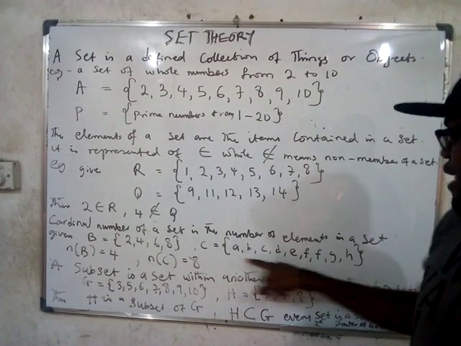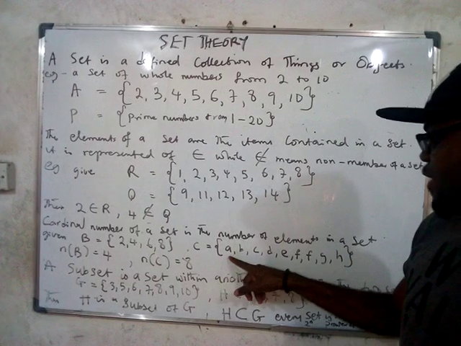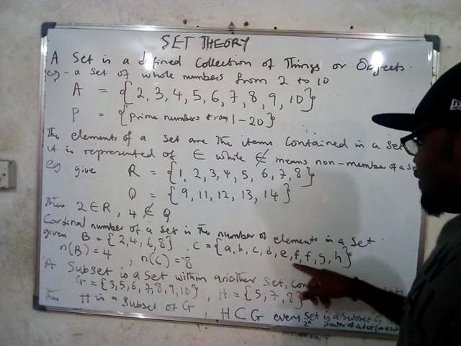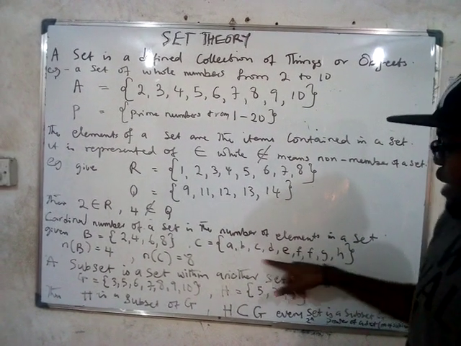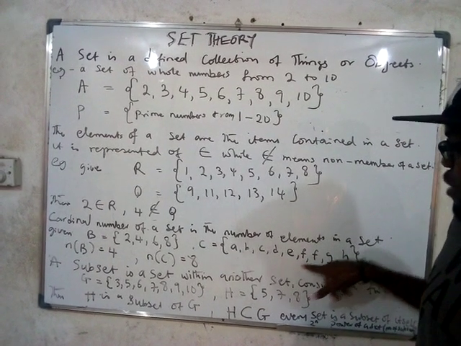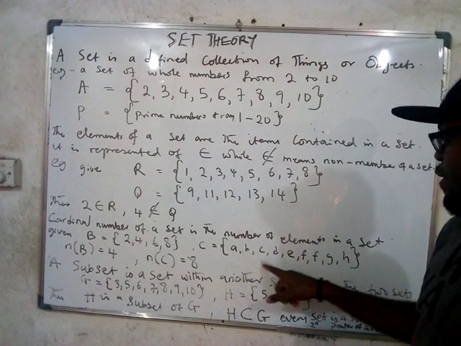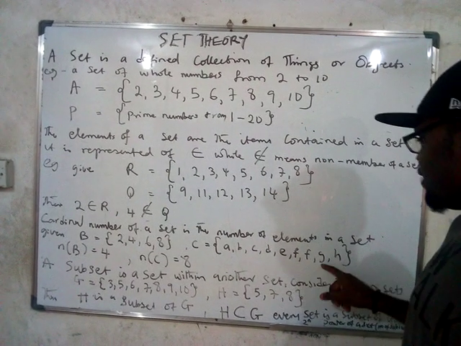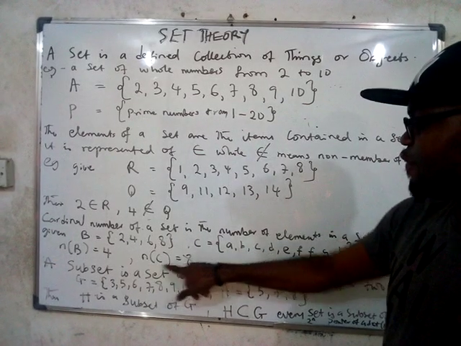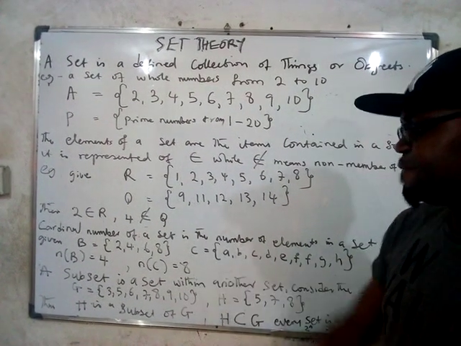You can also get the cardinal of C by counting the number of elements. If you count, you are going to have 1, 2, 3, 4, 5, 6, 7, 8, 9. It's actually 9. But then F is repeated twice. So any element that is repeated, you don't count it twice, you count it as 1. So you only have 1, 2, 3, 4, 5, 6, 7, 8. So the cardinal of set C is 8.